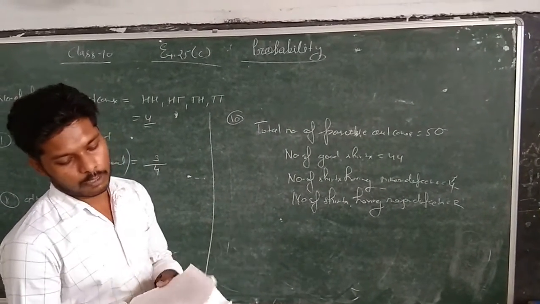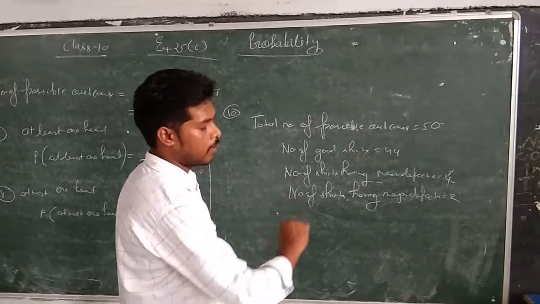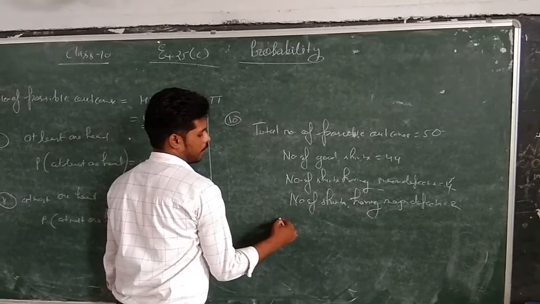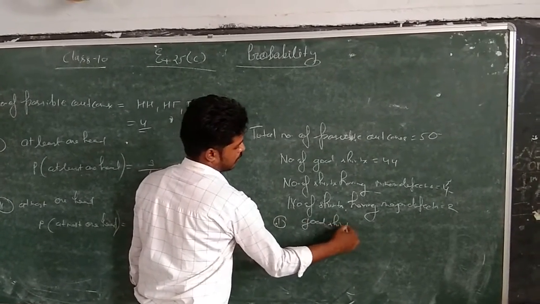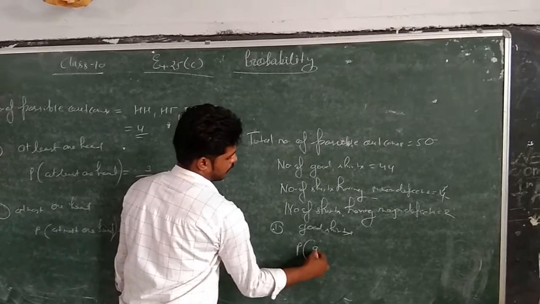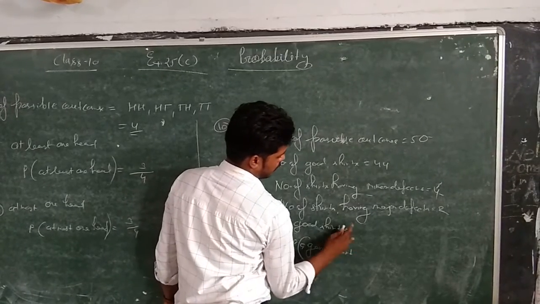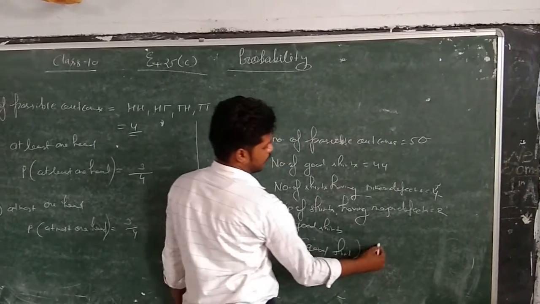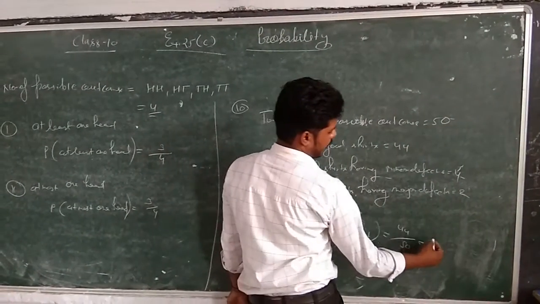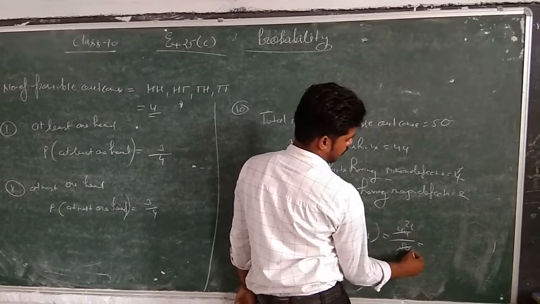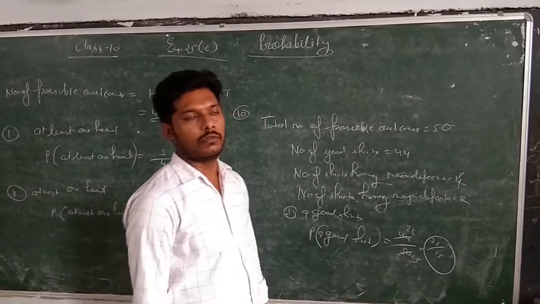Point number 1: it is acceptable to a trader who accepts only a good shirt. It means he is asking about the probability of good shirts. So the probability of good shirts is equal to the number of good shirts, 44, over the total number, 50. Reduce it, you will get 22 upon 25. It means out of 25 you will get 22 good shirts.